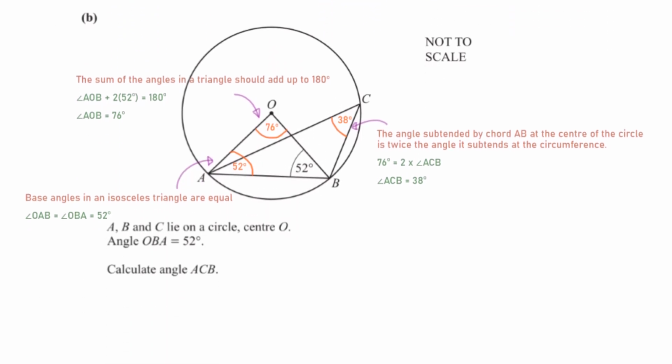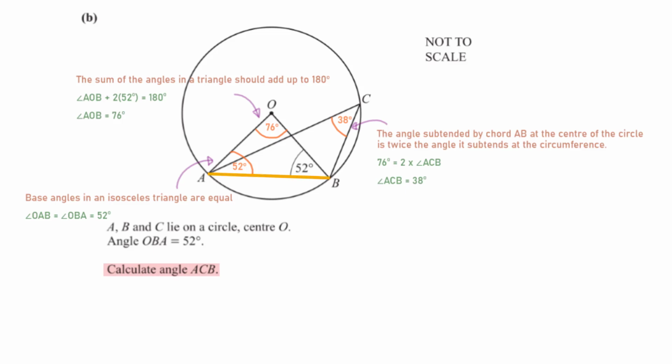A, B, and C lie on a circle center O. Angle OBA is 52 degrees. Calculate angle ACB. First, we see that OA and OB are radii of the circle, which makes triangle AOB an isosceles triangle. Base angles in an isosceles triangle are equal. The sum of the angles in triangle AOB should add up to 180 degrees. So to get this angle, we subtract 2 times 52 degrees from 180 degrees, which gives us 76 degrees.